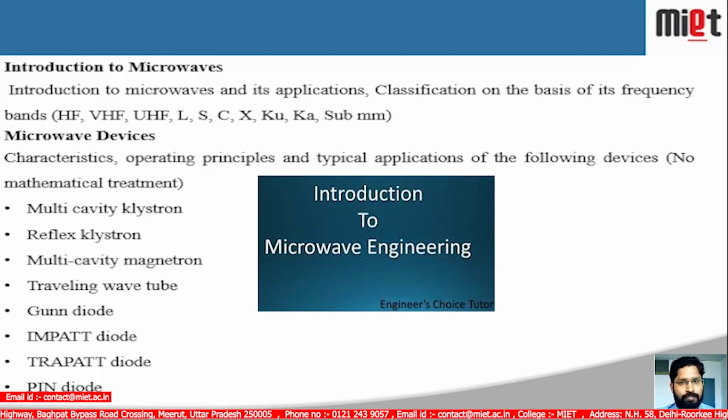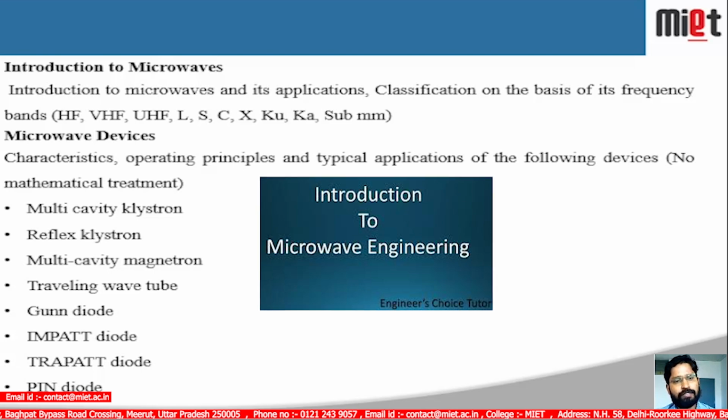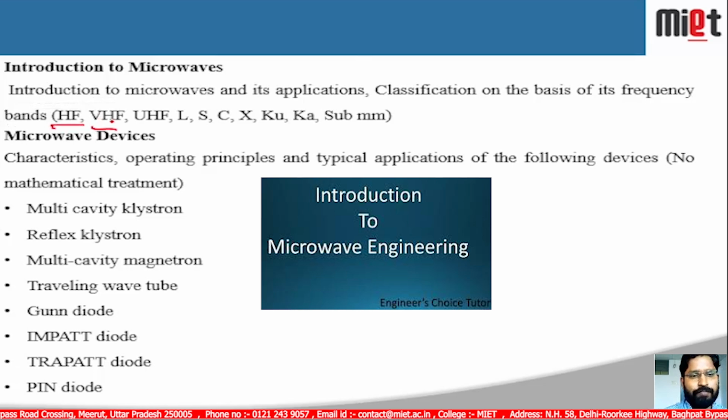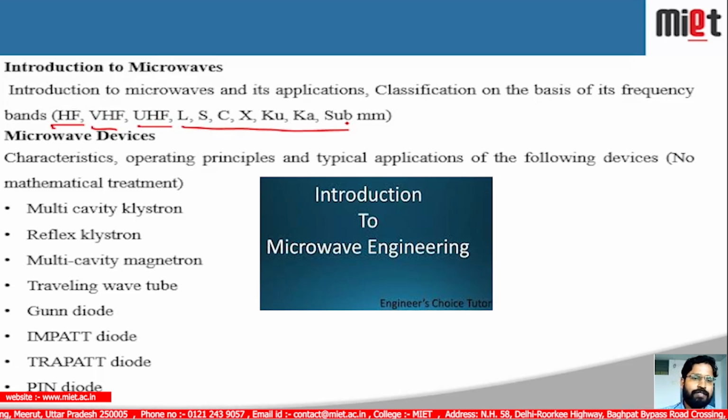And we also discuss the different types of frequency bands that we use for microwave frequencies, like high frequency, very high frequency, ultra high frequency, L, S, C, X, K, Ka. These are the microwave bands generally used for different applications.